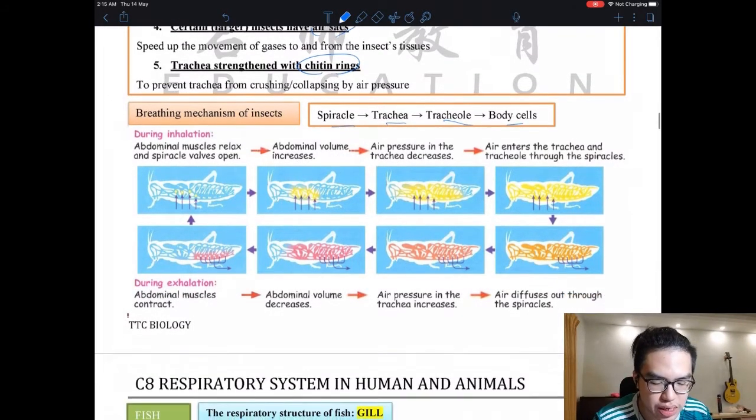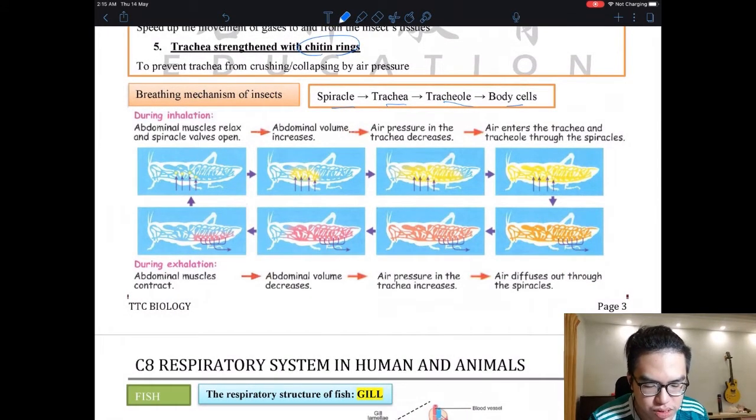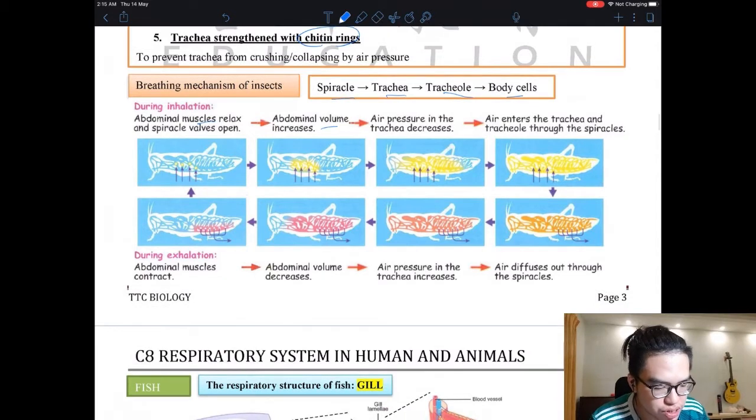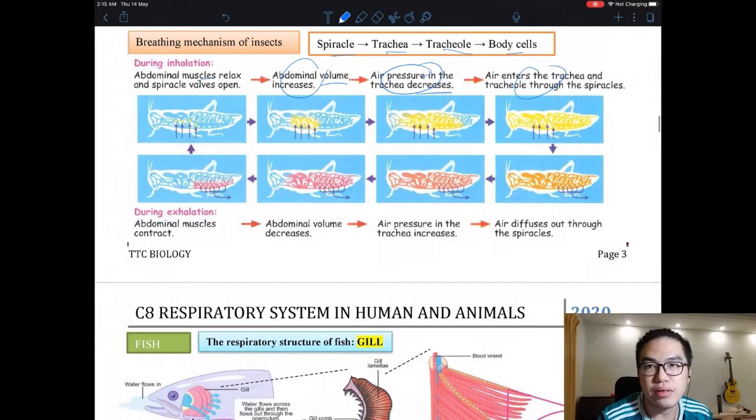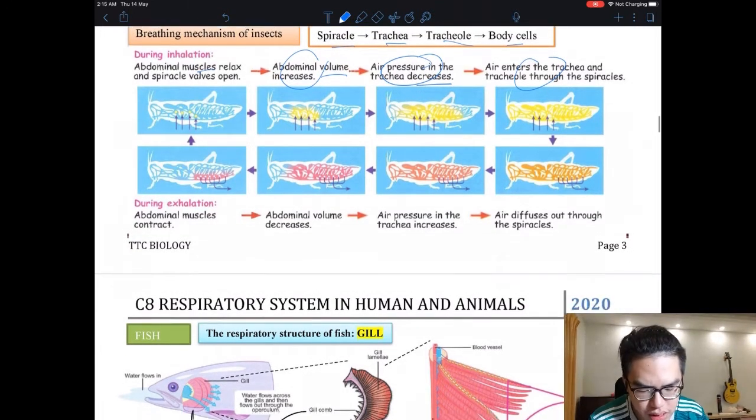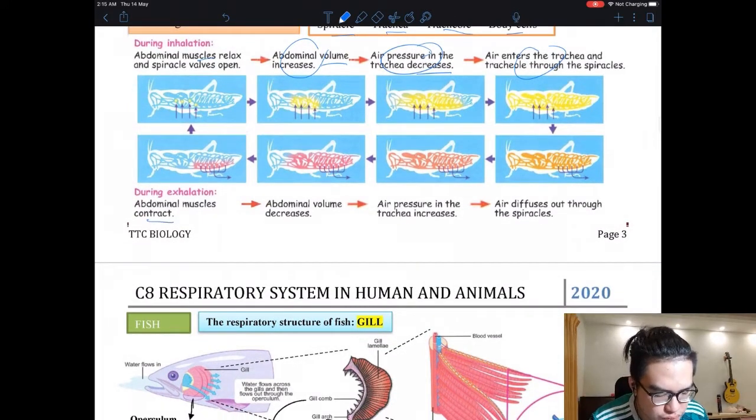So what happens in inhalation? The abdominal muscles relax and it opens. Imagine when you're breathing in, you suck in air. So volume increases, pressure decreases. This goes hand in hand. So air enters. And then exhalation is the other way around. So you just memorize the inhale, and exhale is the other way. Same goes for humans, so I'll talk about this a little bit. Muscle contracts, volume decreases, pressure increases, air diffuses out. Nothing much to talk about here.